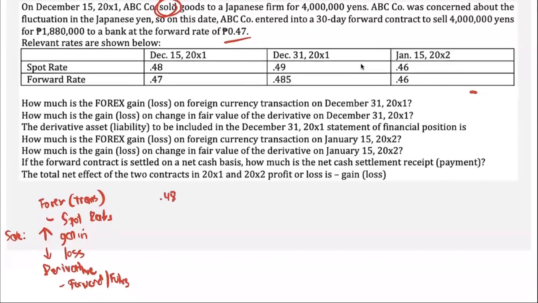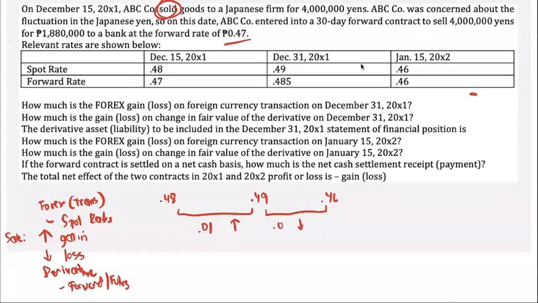So 0.48, 0.49, 0.46. So from 0.48 to 0.49, there is an increase of 0.01. From 0.49 to 0.46, we have a decrease of 0.03. What is our fixed variable? Our fixed variable is 4 million. What do we call this 4 million? This is the notional amount. How about the exchange rates? We call this one your variable changes. These are your underlying. Okay, I hope you still remember that.